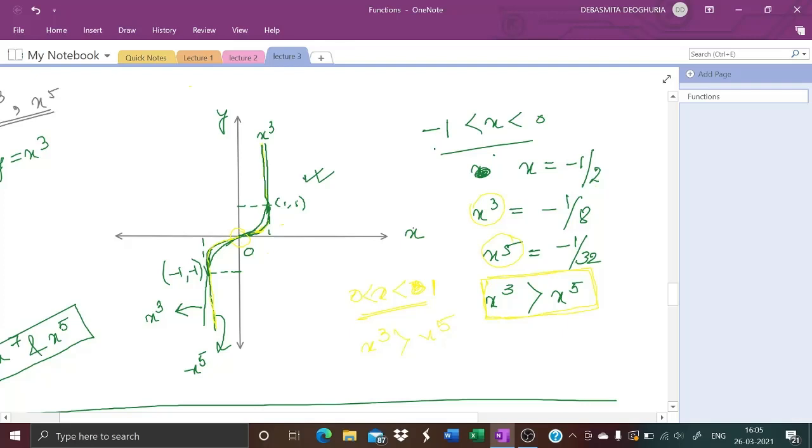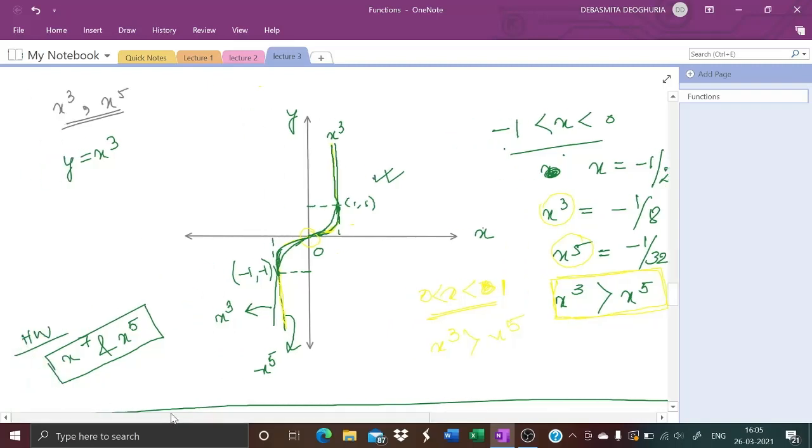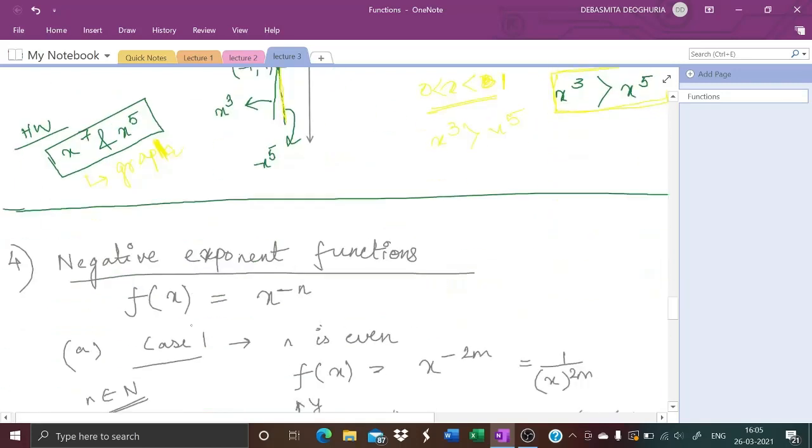It would be greater. Okay. So this graph is also done, and two homework questions: draw the graph between x to the power 7 and x to the power 5 in the same graph. Okay, draw the curves in the same graph.